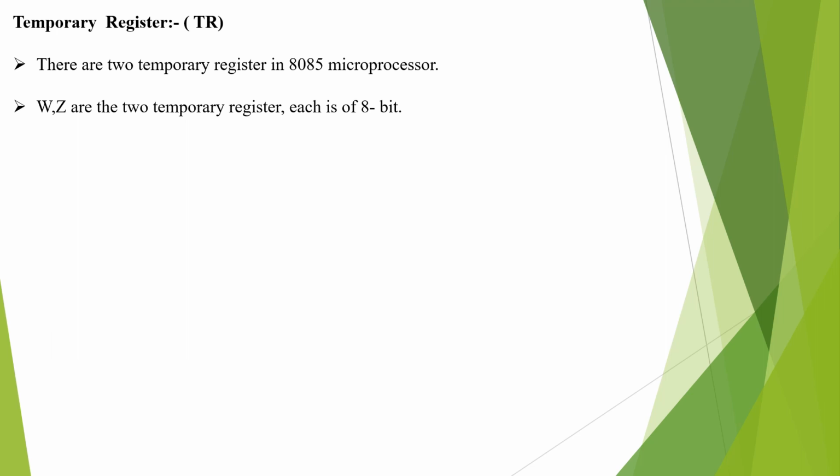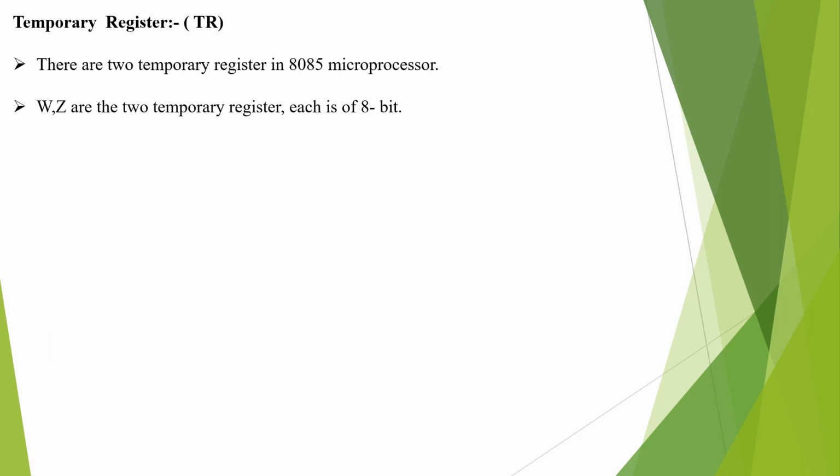These two registers are used by the microprocessor to store any data temporarily. That is why we call it a temporary register. It's a very important key point, students. Keep in mind it can be asked in your viva also: which are the two temporary registers, and how many bits are they?